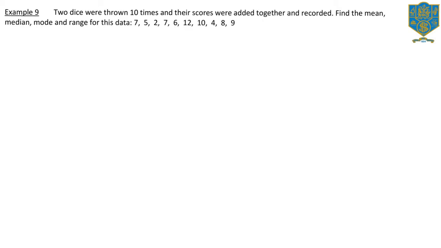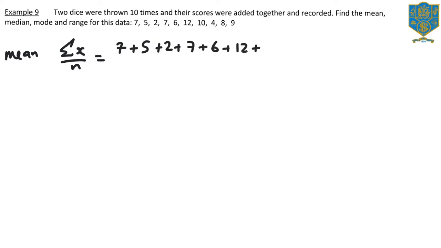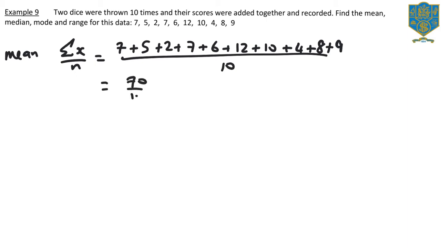So example, 2 dice were thrown 10 times and their scores were added together and recorded. Find the mean, the median, the mode and the range. So the mean is sigma x over n, so it's the sum of all the values divided by the number of them. That's going to be 7 plus 5 plus 2 plus 7 plus 6 plus 12 plus 10 plus 4 plus 8 plus 9 divided by 10, which is 70 divided by 10, or 7.